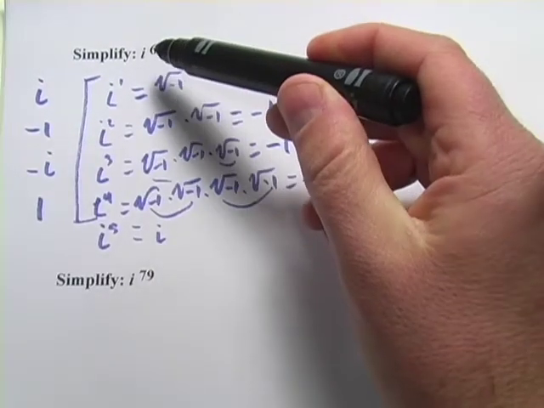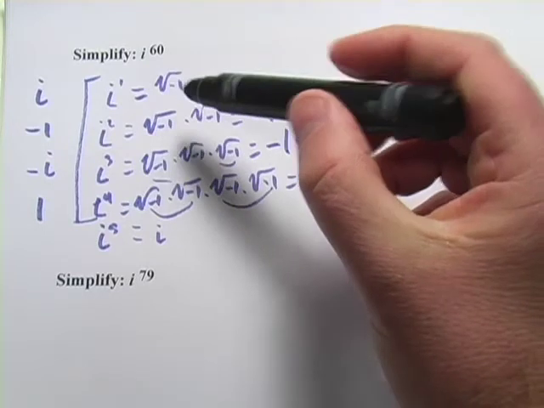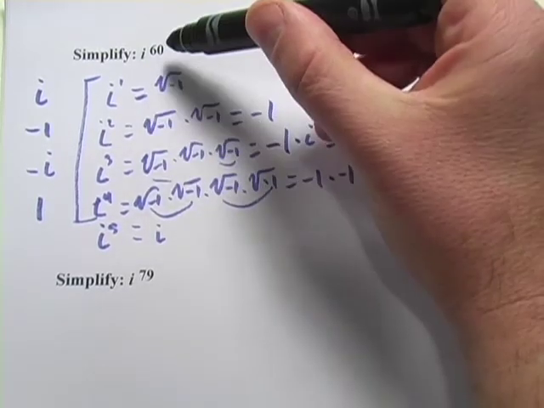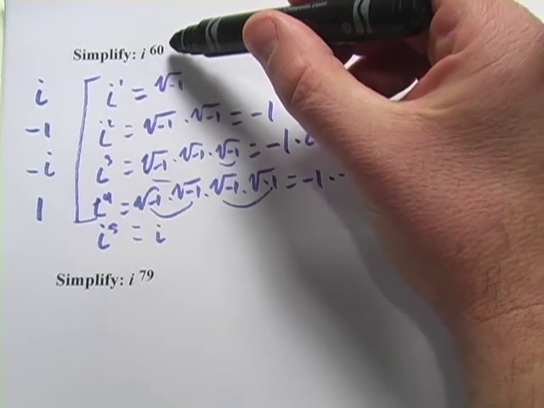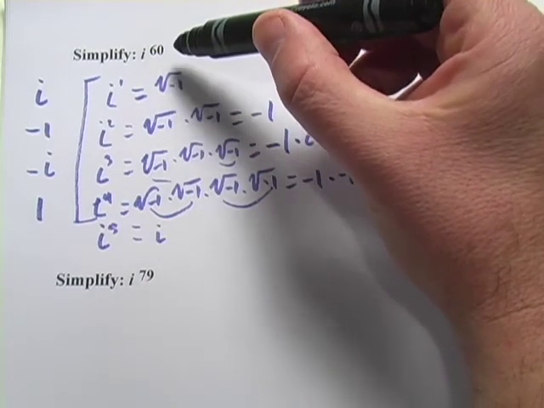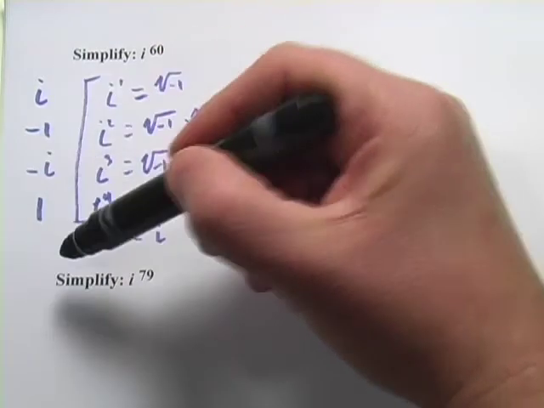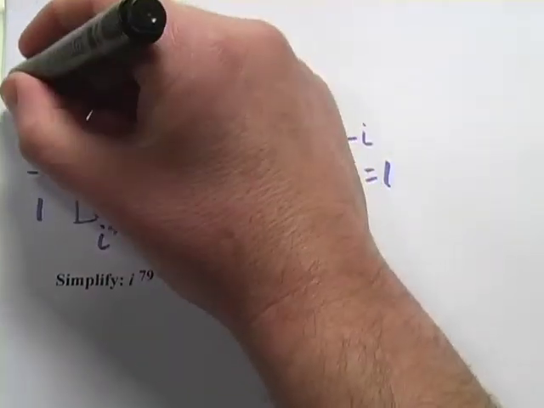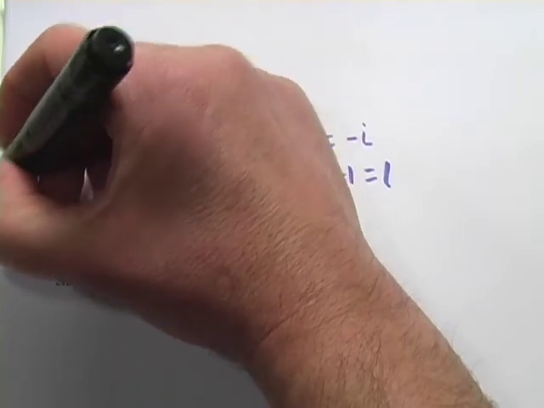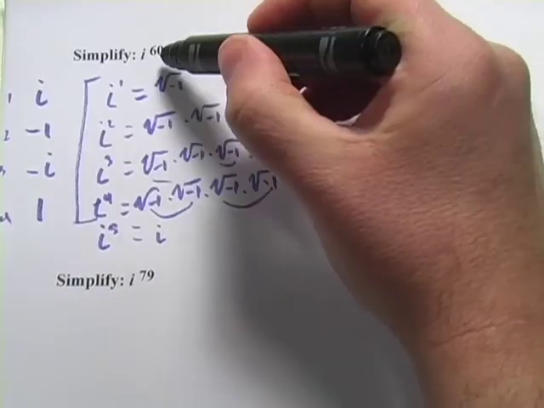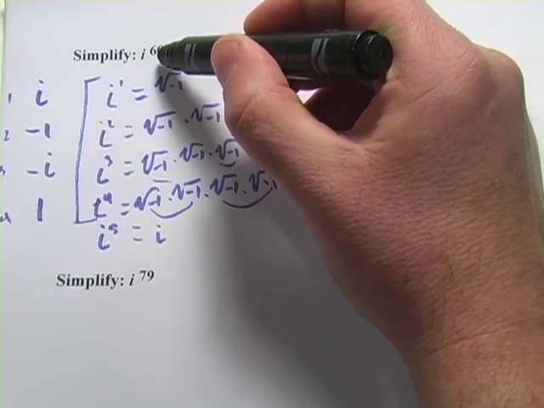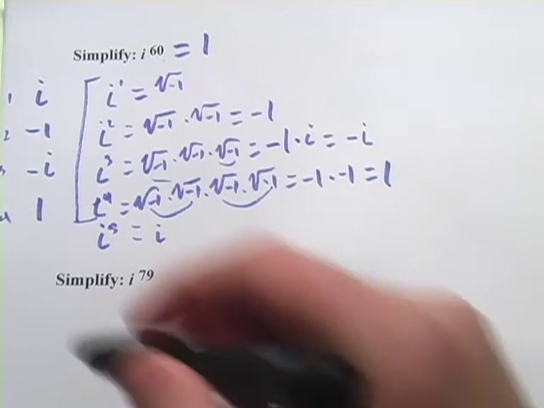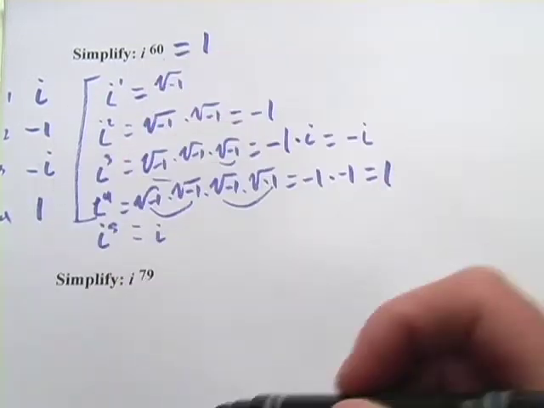So to find out what i to the 60th is, instead of multiplying the square root of -1 together 60 times, what I'm going to ask myself is, is this a multiple of 4? Or if not, how far away is it from a multiple of 4? And figure out where it fits on here. Any multiples of 4 are going to be 1, because this is i to the first power, i to the second power, i to the third power, i to the fourth power. And let's see, yeah, this is a multiple of 4, because 15 times 4 is 60. So that's just going to equal 1. Any multiple of 4, i to that power is going to be 1.